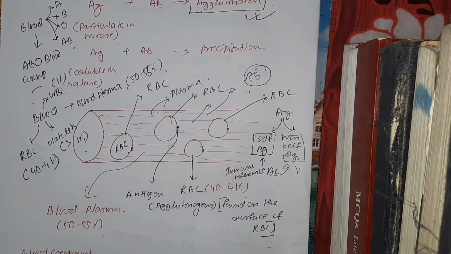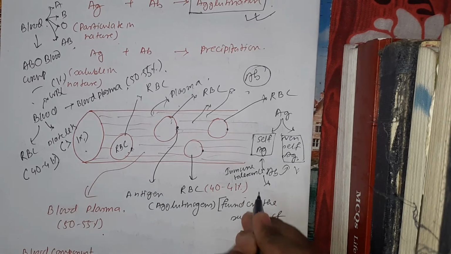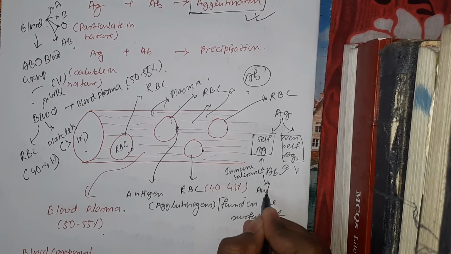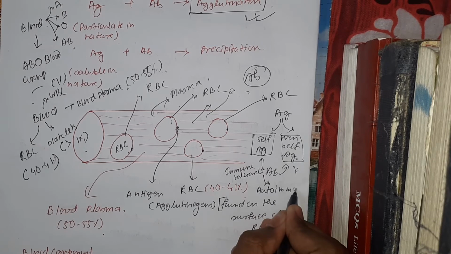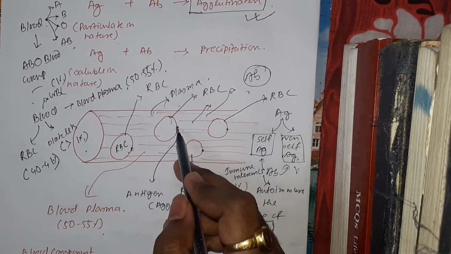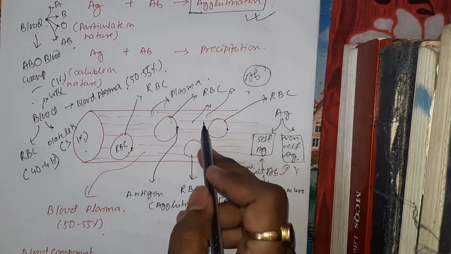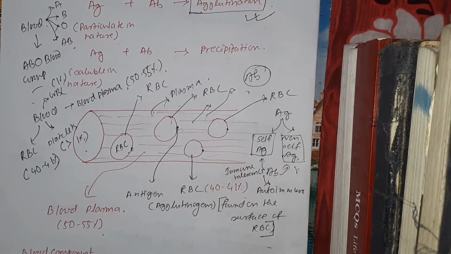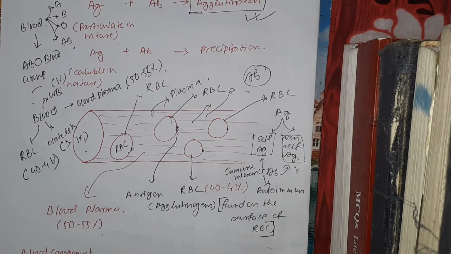If somehow the self antigen becomes attacked by antibody, then we will call that particular condition an autoimmune disease. So that is the reason why the antigen present on the surface of RBC is not attacked by antibody present in the blood plasma. If we are talking about blood group, you only need to know that antigen is present on the surface of RBC and antibody is present in the blood plasma.